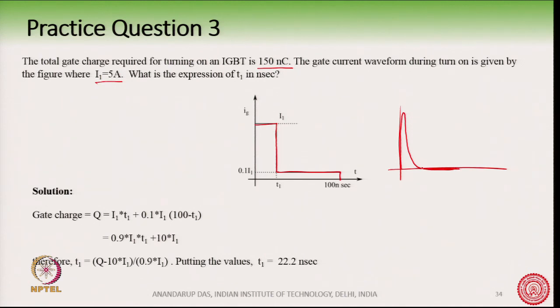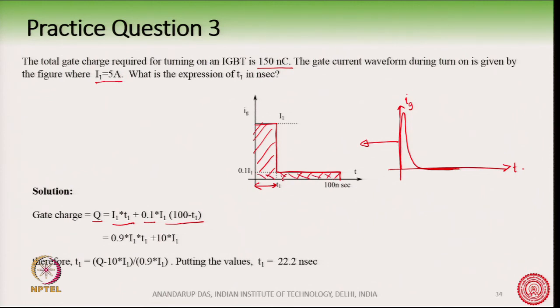At steady state, for example for a MOSFET, the gate current is negligibly small. So, this is approximated like this waveform here, just for some analysis and to get a feel of it. So, this is the Ig versus T. What is the gate charge? The gate charge is the area under this curve, that much of gate charge you have delivered. Therefore, Q is equal to I1 into T1, this part, and then 0.1 into I1 into 100 minus T1 is this part.